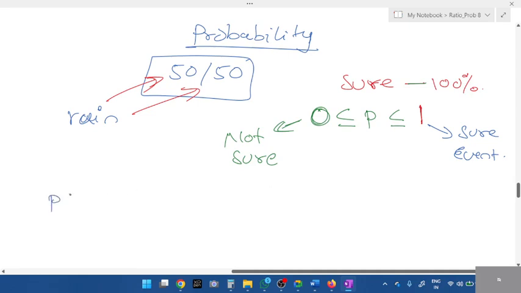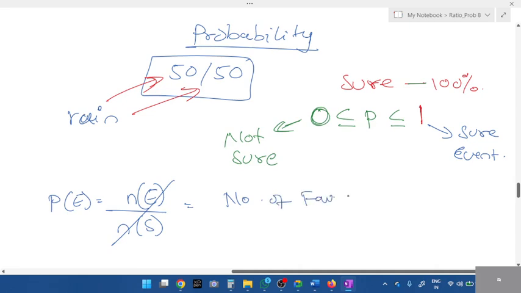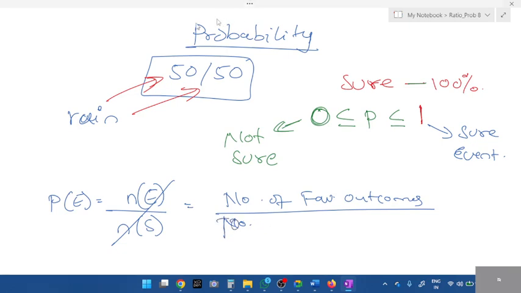So the formula for probability, P of E, is N of E divided by N of S. Or just ignore this. Can you tell me the formula of probability? Yes. Number of favorable outcomes divided by total number of outcomes, students. Make a note of the formula: number of favorable outcomes divided by total number of outcomes.